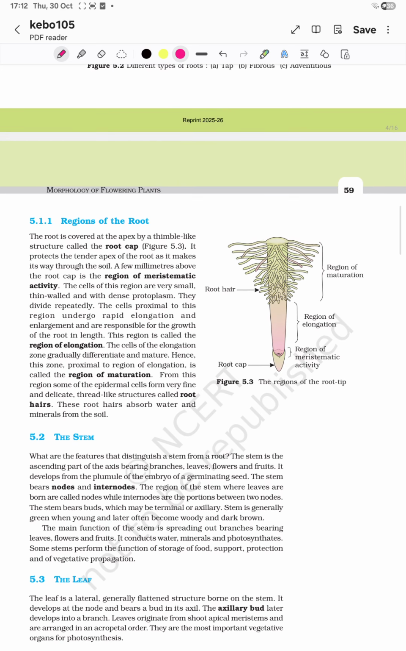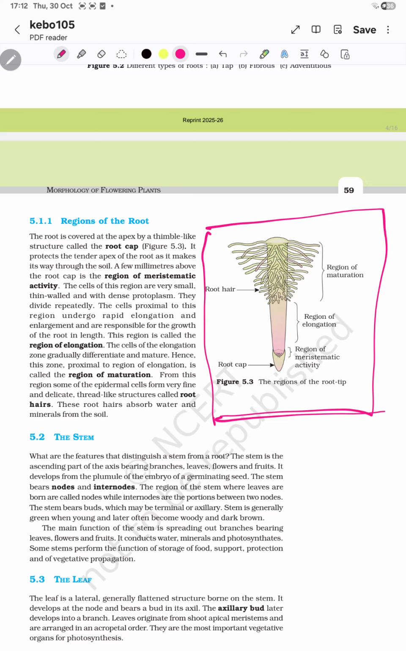Now, this diagram, figure 5.3, regions of the root cap, is very important, because in NEET, you can get a diagram of this and they can ask you, supposing they blank this out, for example, which region is this, something like that. So this has 4 regions: region of meristematic activity, region of elongation, the apex, and region of maturation.